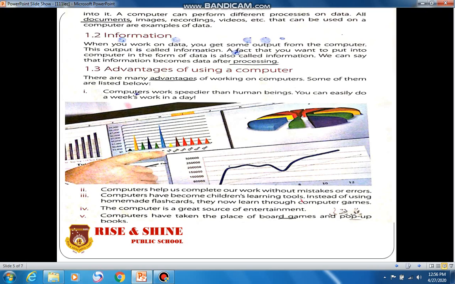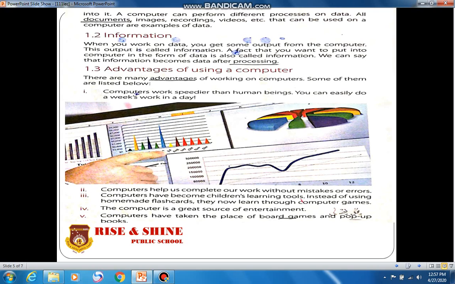Now after discussing computer, data and information, let's discuss some advantages of using computer. Although there are many advantages of using computer, let's discuss some of them. Number one, computer works speedier than a human being. You can easily do a week's work in a day. As in the definition of computer, we have learned that computer is a machine. So it is understood that when we work on a machine, it makes our work easier and quicker. Same in the case of computer, as computer is a machine, so we can do our work very quickly on a computer, so it saves our time.